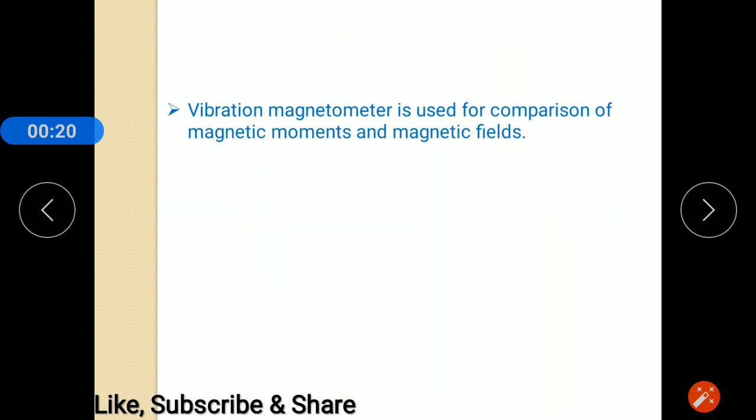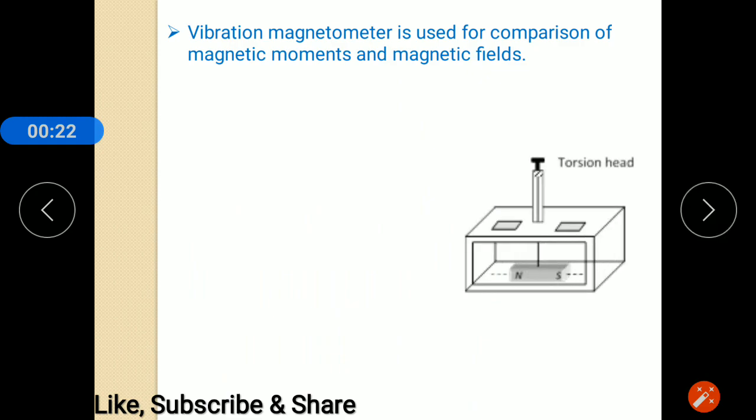What is the vibrational magnetometer? Why is it used? It is used for comparison of magnetic dipole moment and earth's magnetic field. This instrument consists of a short bar magnet suspended by a fine thread through a torsion head. It is enclosed by glass. To observe the oscillation or vibration of this bar magnet, there are two glass windows. So this simple instrument is called the vibrational magnetometer.